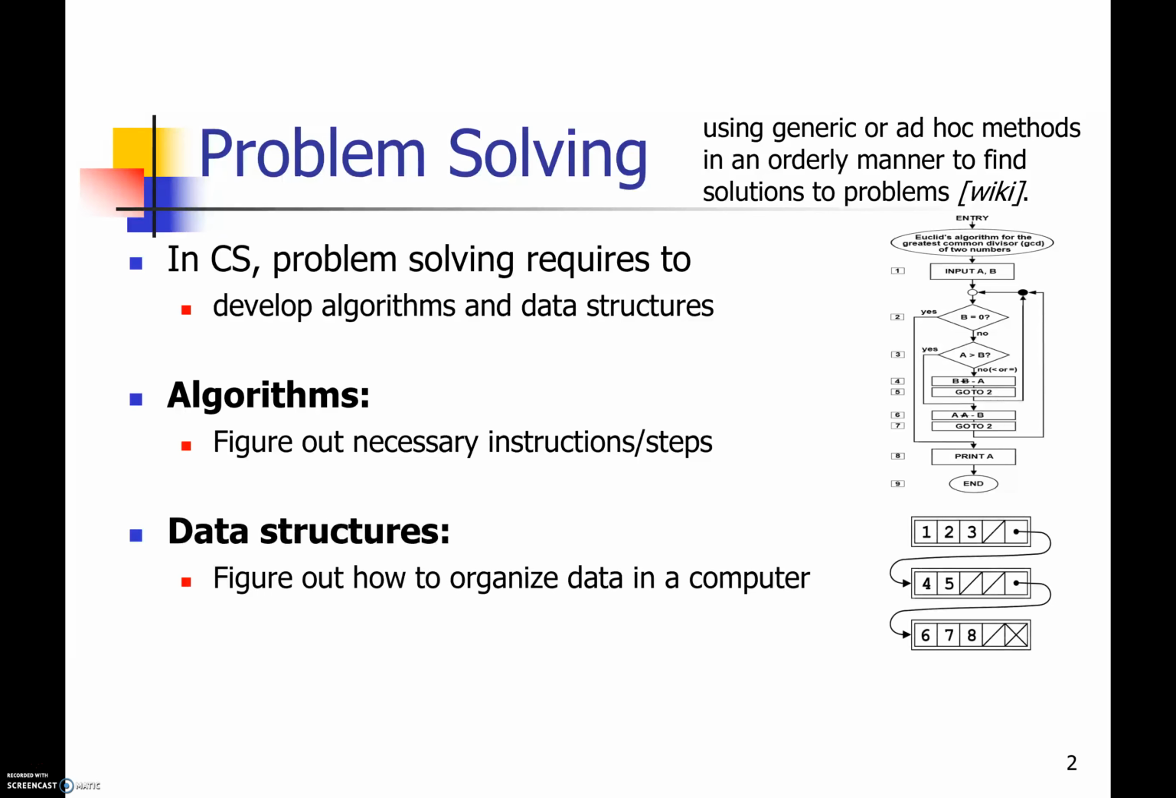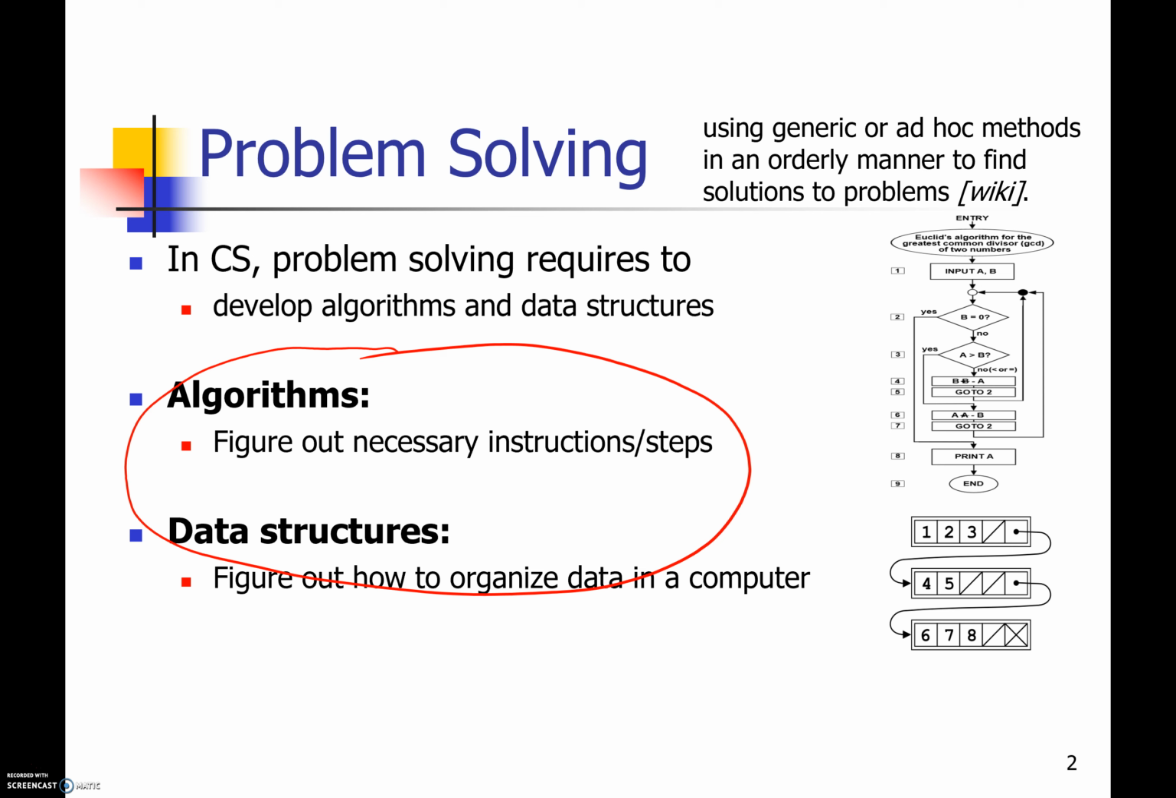The other thing is, depending on the problem, you need to identify how you can represent or organize your data in the computing system so that we can process it, change it, and modify it. So these are the two important things in developing programs. And that's the most important and crucial step of problem solving in computer science.